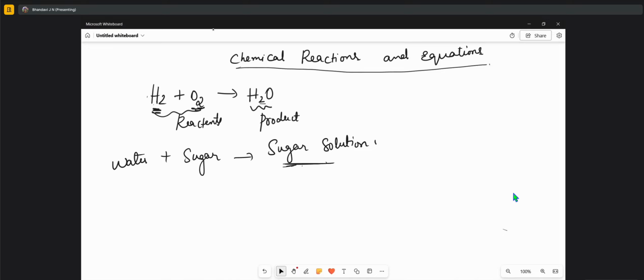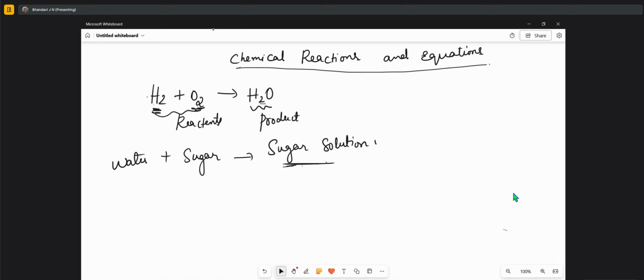Now we'll see what changes can happen in a chemical reaction. First is the change in state. That is, the reactants can be in one state and the product can be in another state.